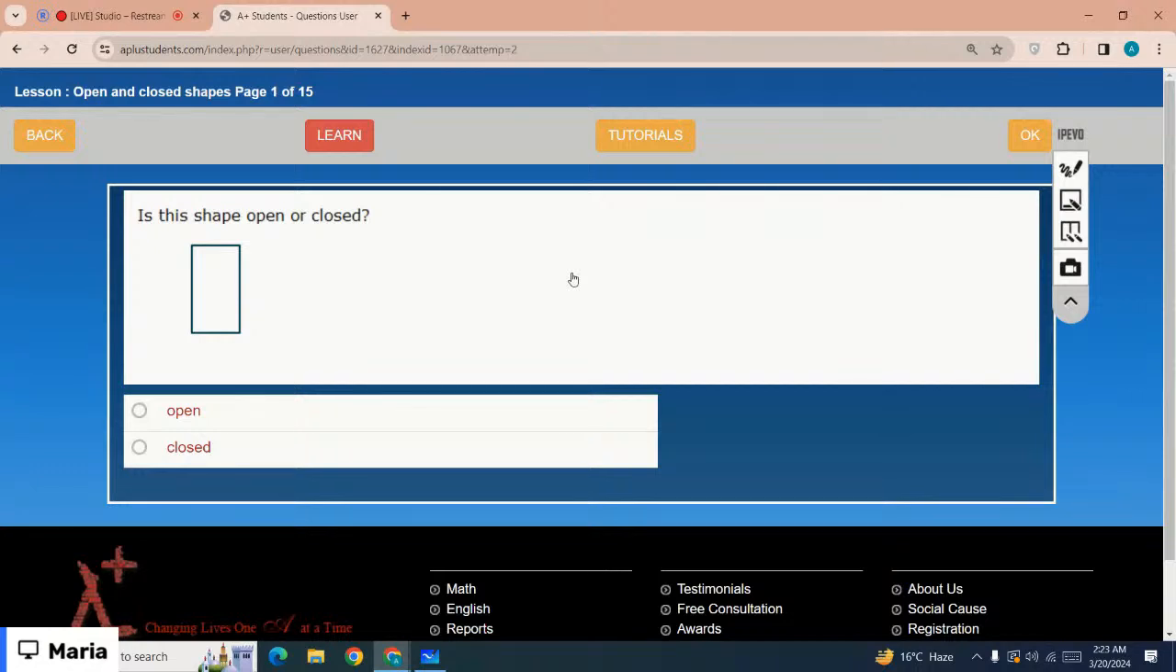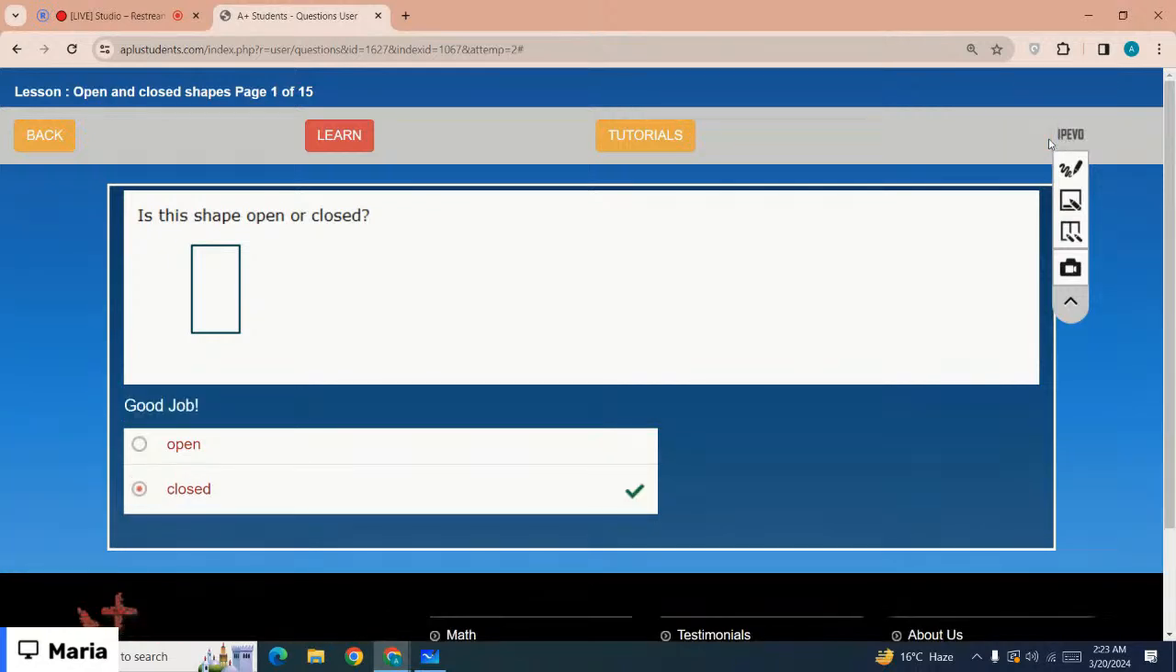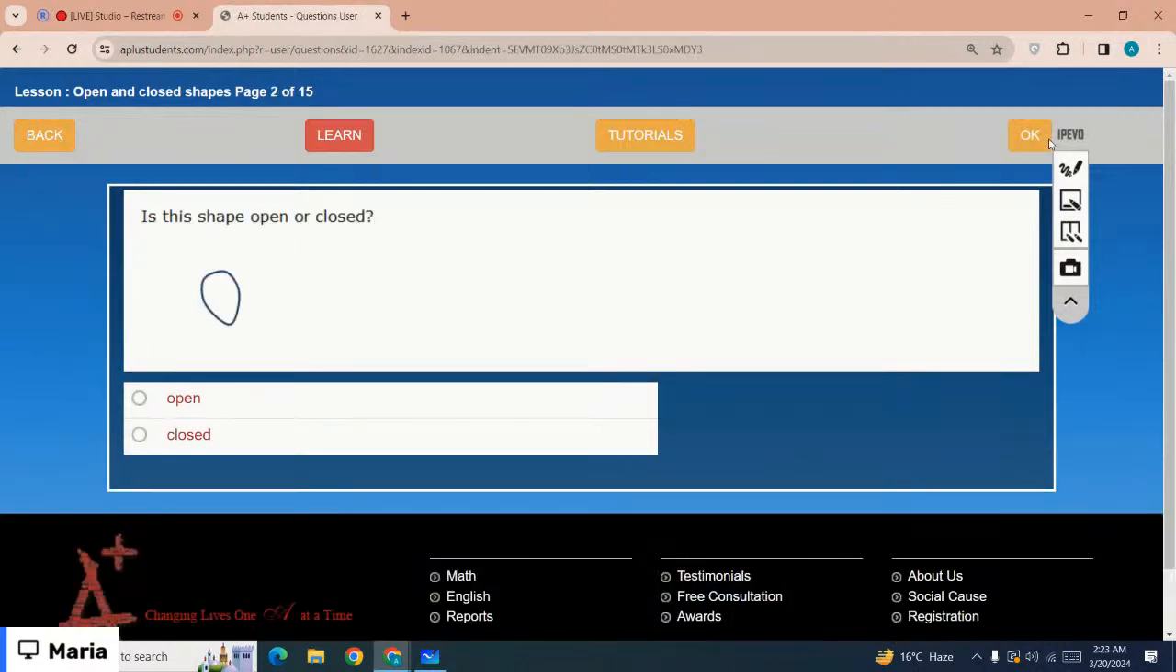The correct option is closed, because you start and end at the same point. When you trace the shape, you start and end at the same point, so that is a closed shape. Very good. Is this shape open or closed?